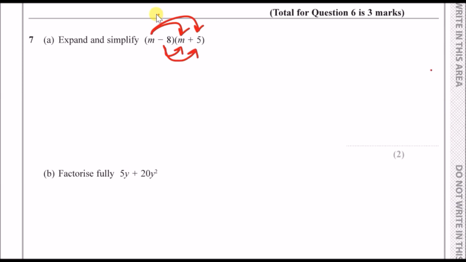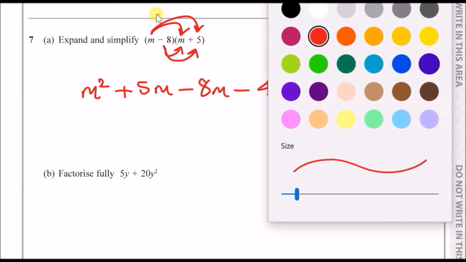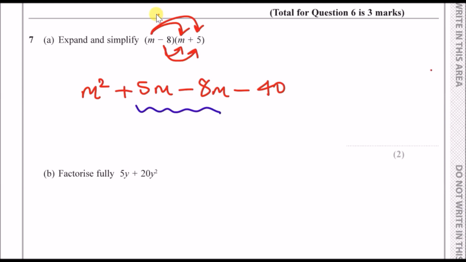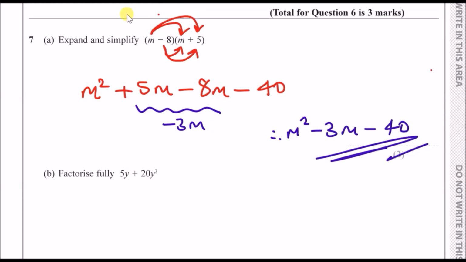Okay, so when you do this, we get m times m, which is m squared, m times plus 5, which is plus 5m, minus 8 times m is minus 8m, and then minus 8 times 5 is just minus 40. Now every time you get to this stage, we always need to simplify the middle two terms, yeah? And if you do it carefully, you realize that 5m take away 8m is just minus 3m. So therefore, our final answer after simplifying is just m squared minus 3m minus 40. And that's part A done.